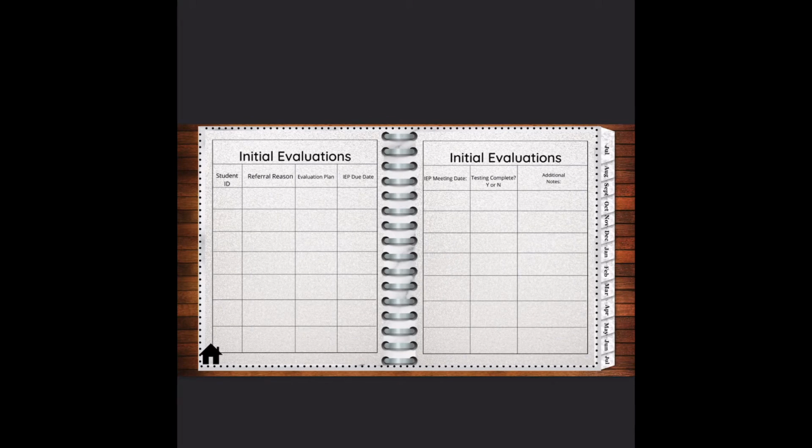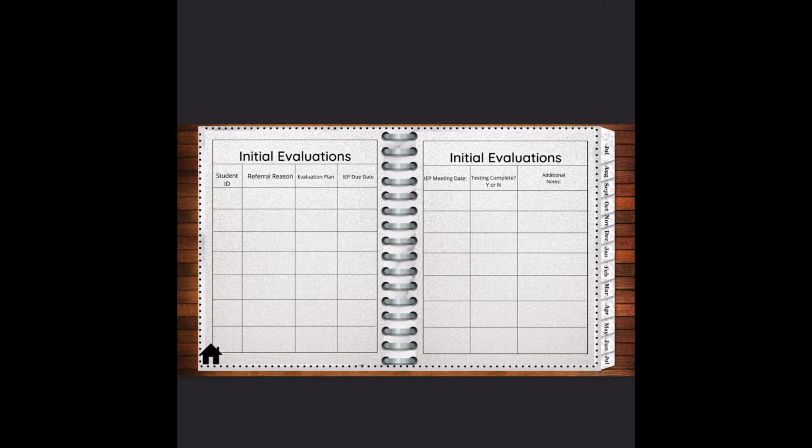And it gives you a document where you can enter student information. Why is the student referred? What evaluation plan you'll use, the IEP due date, your meeting date for the IEP, as well as a checklist just to see, have you tested this child, have you not, and an additional notes section just to put anything down that you need to put for that case.